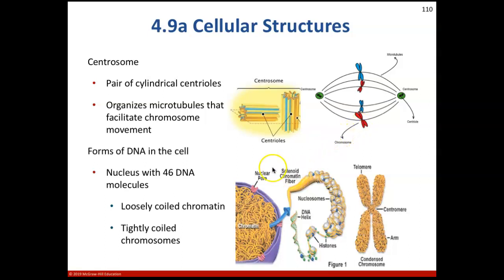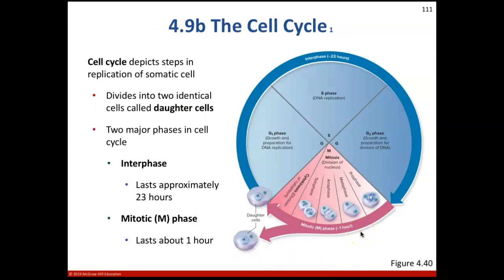Let's talk about our forms of DNA within a cell as well. So our nucleus, we said, has 46 DNA molecules. They are loosely coiled as chromatin, or they can be tightly coiled as in chromosomes, that X that we are used to seeing. And now let's move on to our cell cycle.